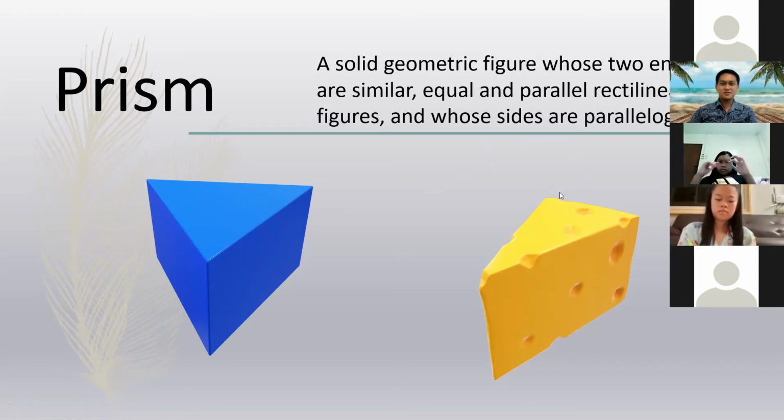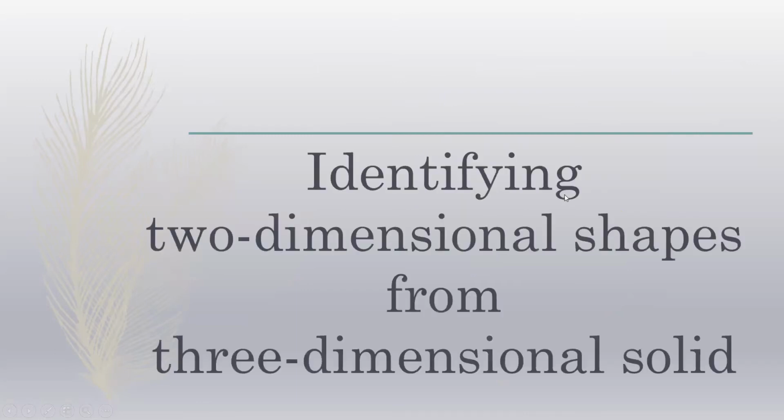Let's go on with our topic. So we are now in number 3 subtopic, which is identifying the two-dimensional shapes from three-dimensional solids. So we will find out what shapes we can find in a three-dimensional shape. What 2D shapes can we find in 3D shapes?